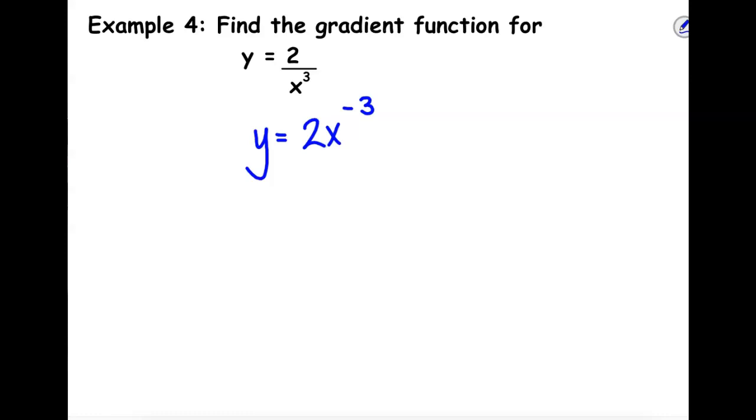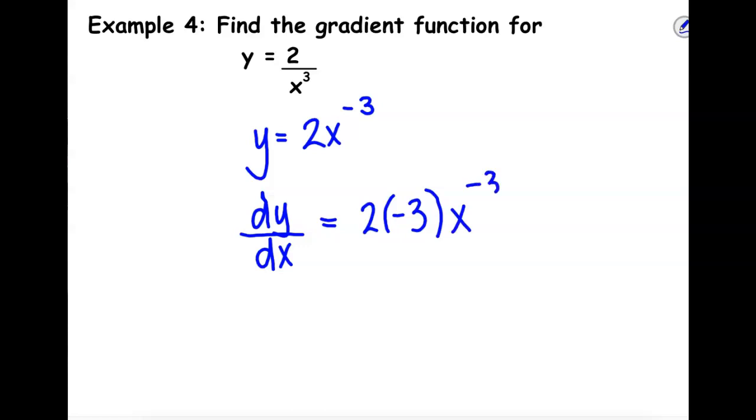All right, now we're ready to use our power rule. I'm going to write it as dy/dx equals, bring that negative 3 down in front, x, and now we're going to subtract 1 from the exponent. So this equals 2 times negative 3 is negative 6, x to the negative 4th power. So the derivative function is negative 6x to the negative 4th power.